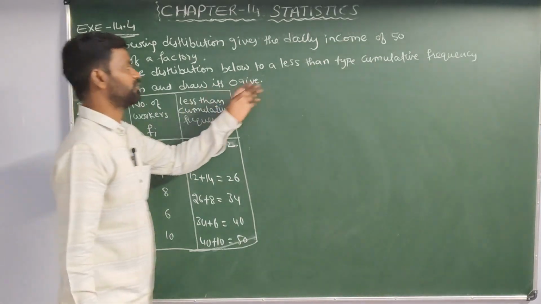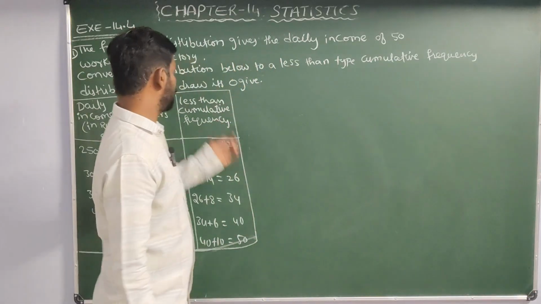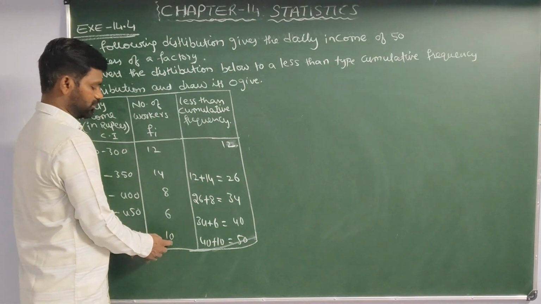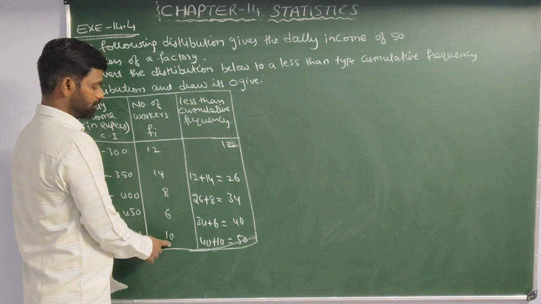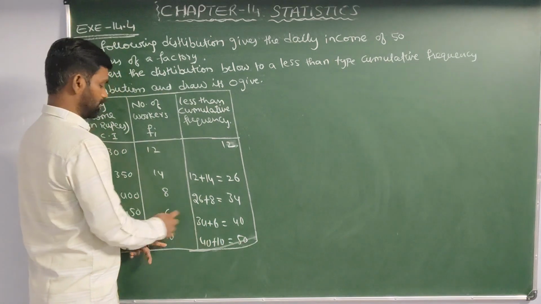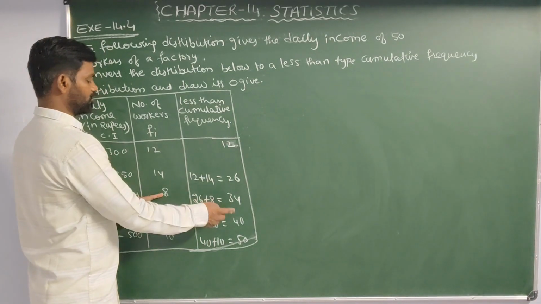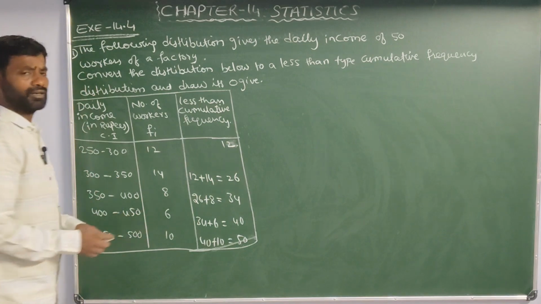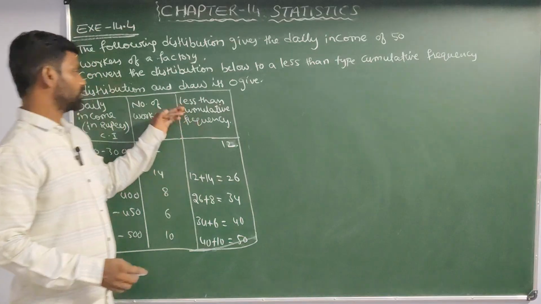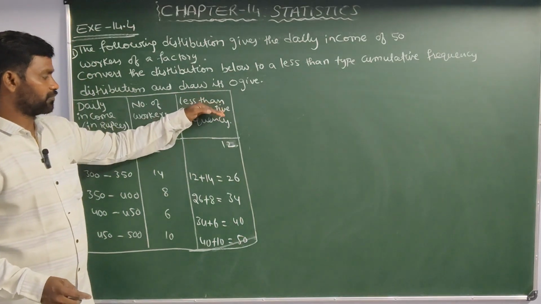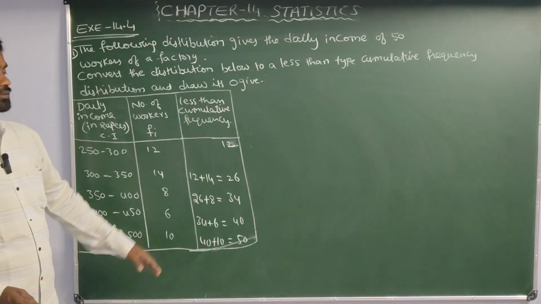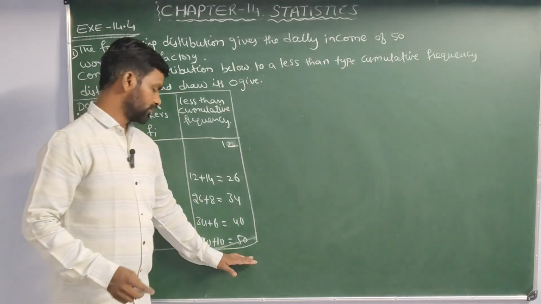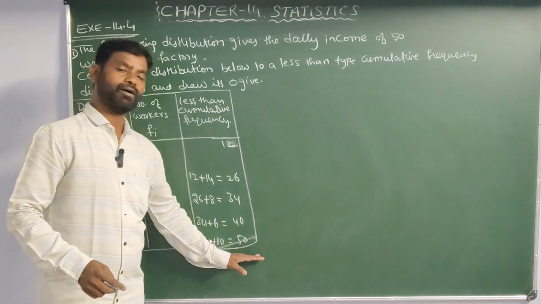In the question, if it is greater than cumulative frequency, then how to write it? It's very simple. From the bottom, you have to write 10, 10 plus 6 is 16, 16 plus 8 is 24, and so on. So from the bottom we have to write. Here he has given less than cumulative frequencies, that's why we have come from the top to the bottom. Whereas if the question is about the greater than type, then we have to write from the bottom to the top.